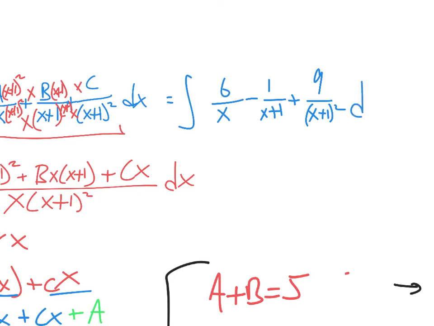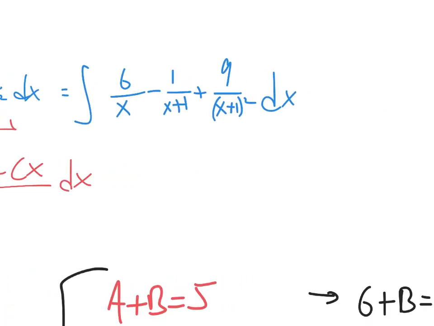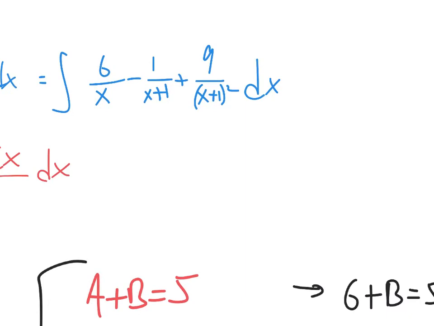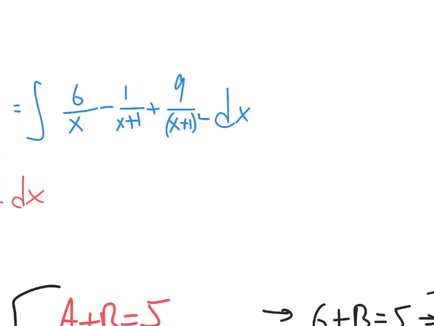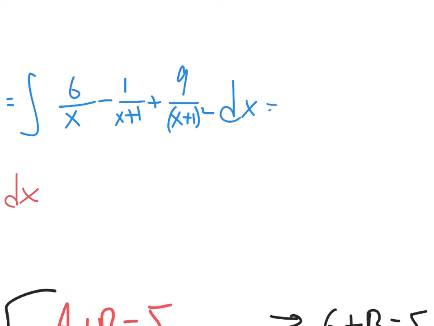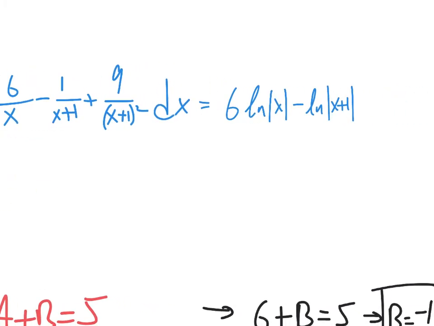And dx. All right. Well, that is an integral that we can perform there, right? So we end up with, integrate each of these terms individually. So we get 6 times the natural log of x minus the natural log of x plus 1 and plus 9. Now, let's see how we're going to integrate this here.